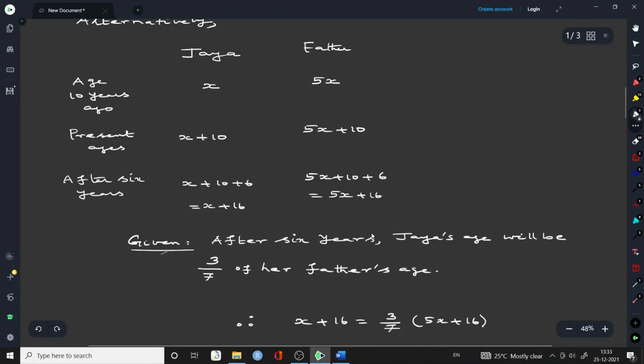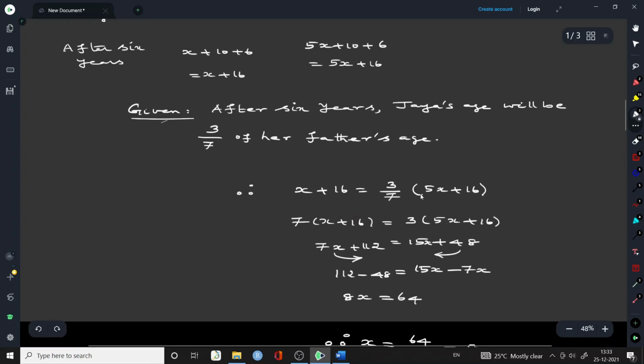Now what are we given? Now you go to the future comparison. After 6 years, that is what is given. After 6 years, Jaya's age will be 3/7 of her father's age. So this is the age of Jaya after 6 years, and the age of father after 6 years. So Jaya's age is x plus 16. Jaya's age is equal to 3/7 of her father's age, which is 5x plus 16. So you take this equation and solve it for x.